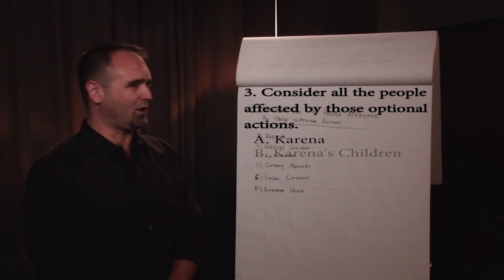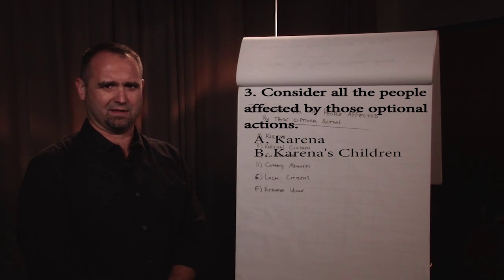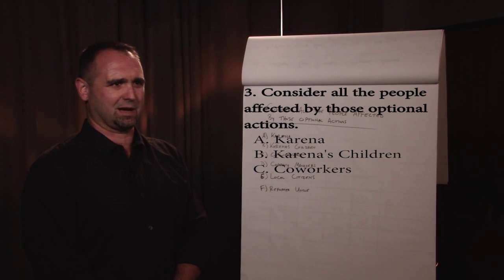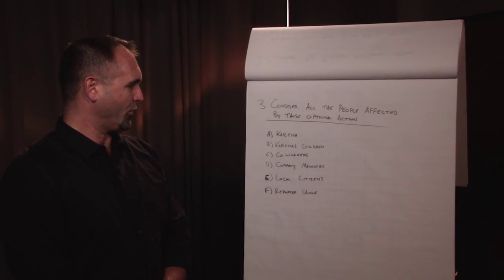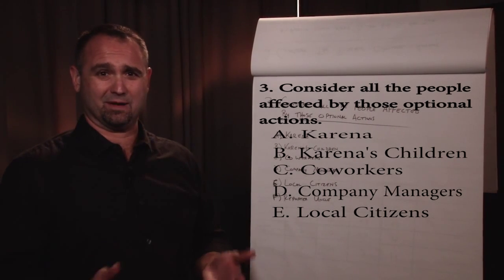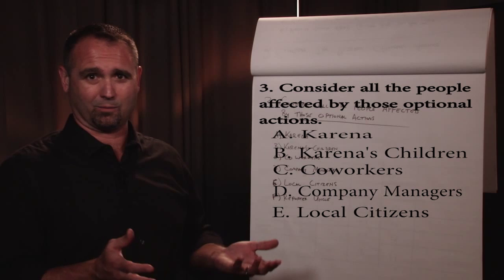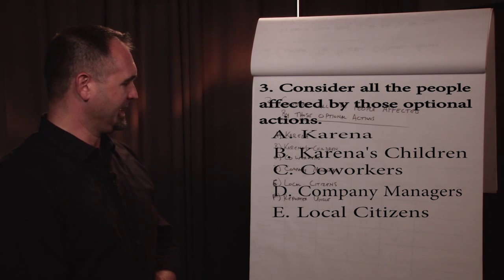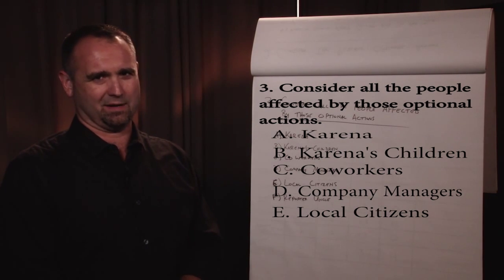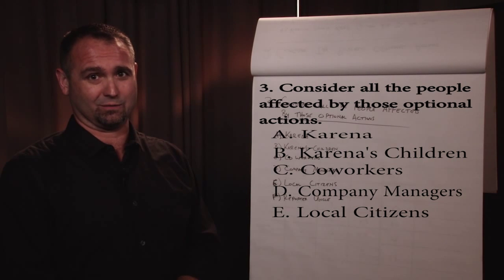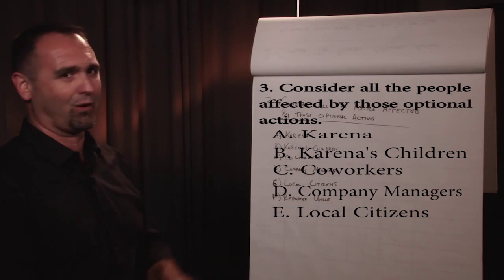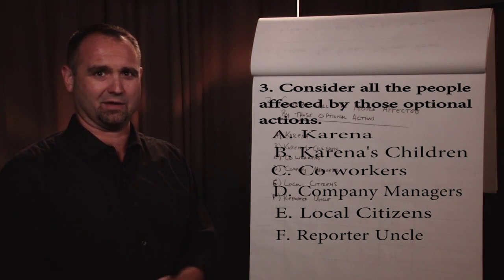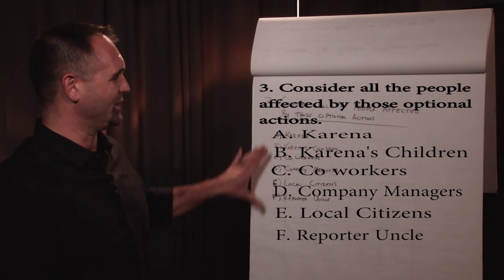As you recall from the case, Carina also has 2 children, so her children are affected by the decision that Carina makes. Thirdly, Carina's coworkers, the other folks who work with her at the chemical company. Fourth, the company managers. They're the ones who've been sanctioning this illegal dumping for however long it's been going on, so it certainly matters to them how this decision is made. And the local citizens, as you'll recall, Carina believes that the toxic waste is being dumped near the local reservoir, which seems to have ramifications for all of the citizens who live in the local area. And then lastly, the reporter uncle has a stake in this particular case if Carina goes forward to him with the information. So these are the folks who'd be affected.